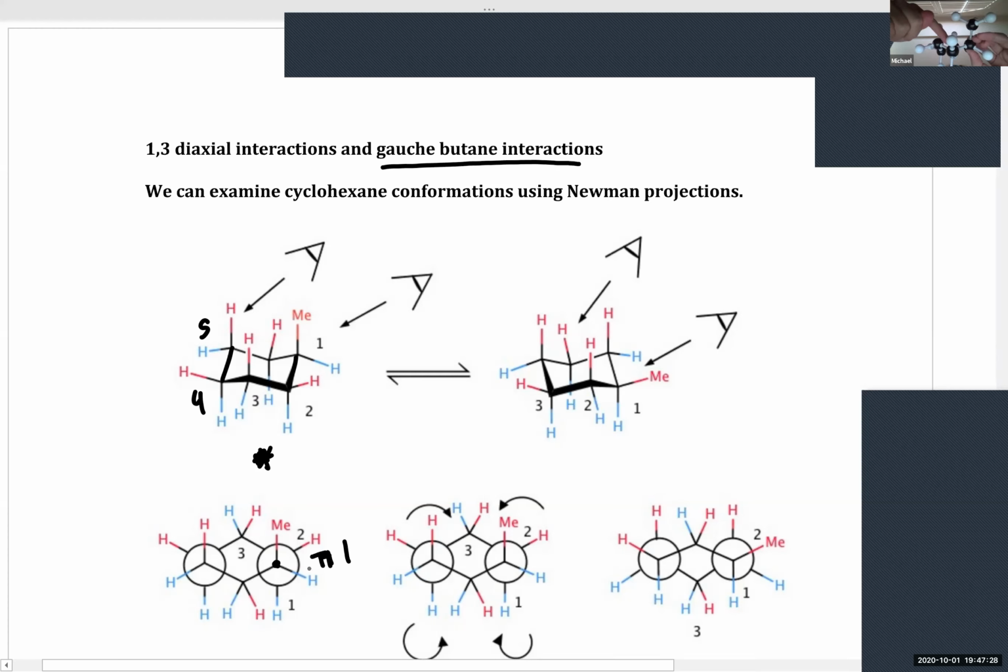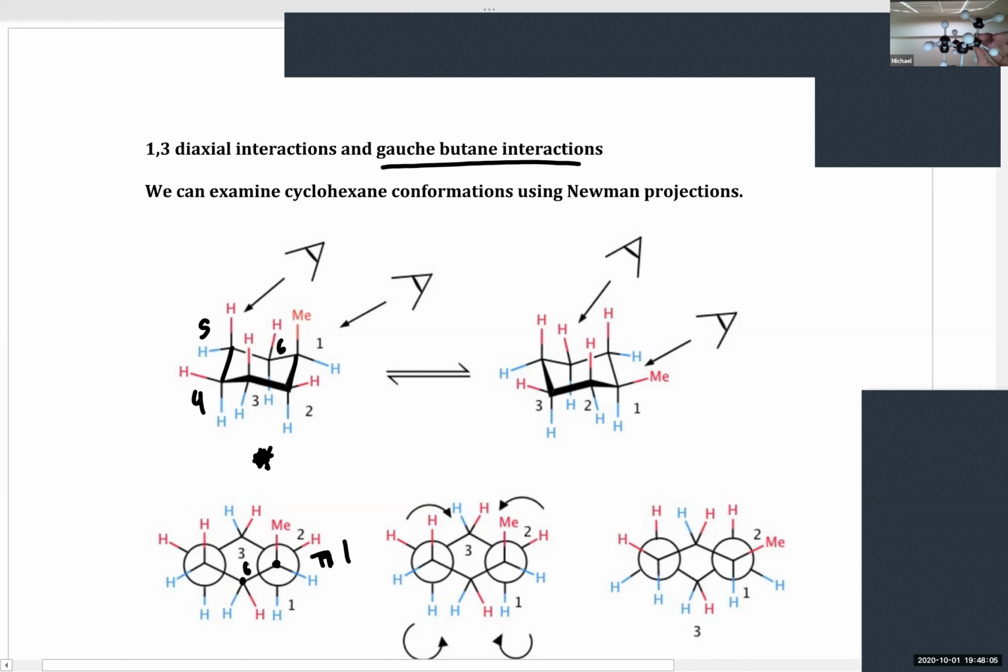Now, looking at this portion of our ring, is this portion of our ring right here in front pointing up or down? Just looking at this relative to our methyl group. Is this ring portion pointing up? It's pointing down, right? That's why it's drawn pointing down. Does that make sense? This is carbon 6.